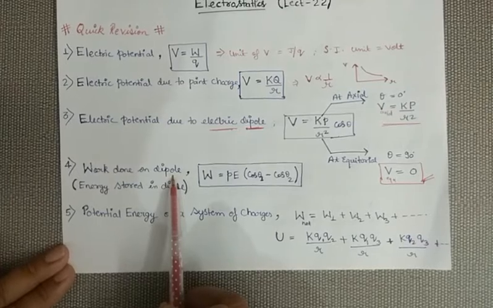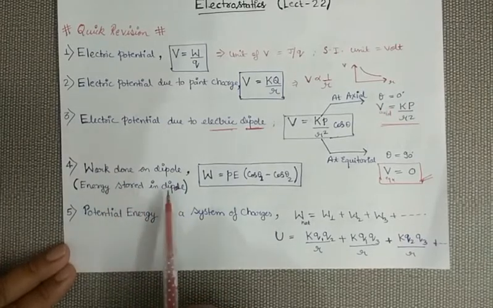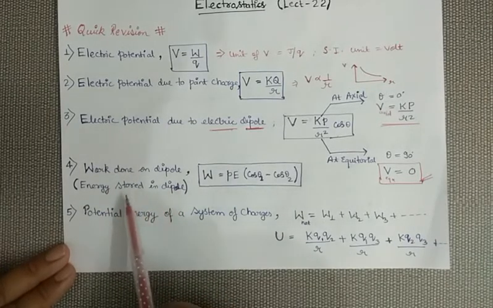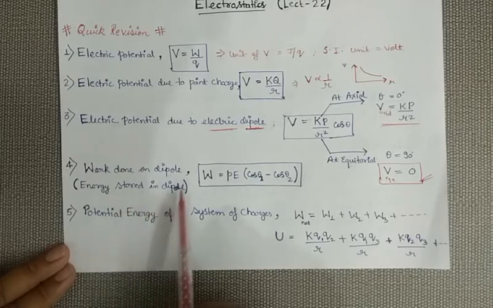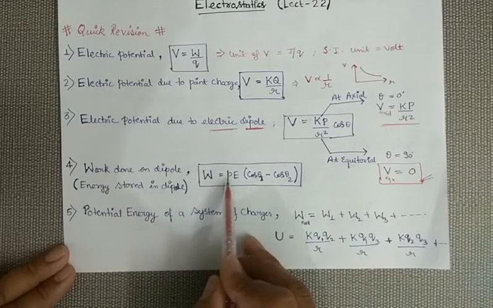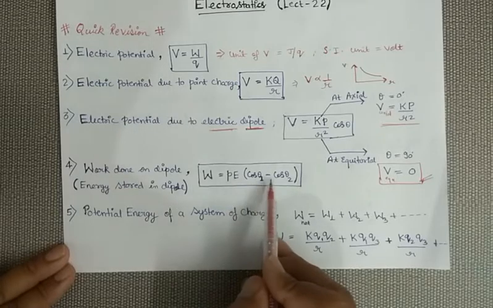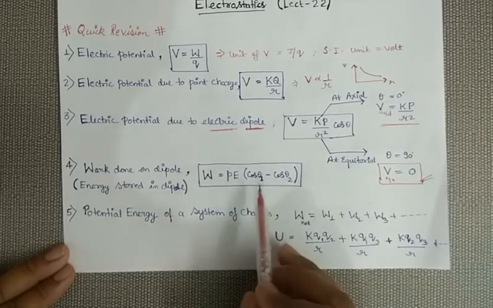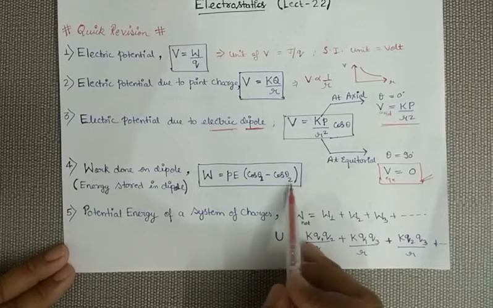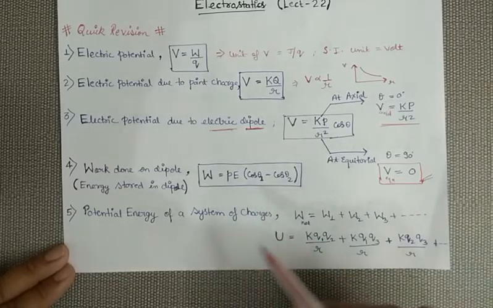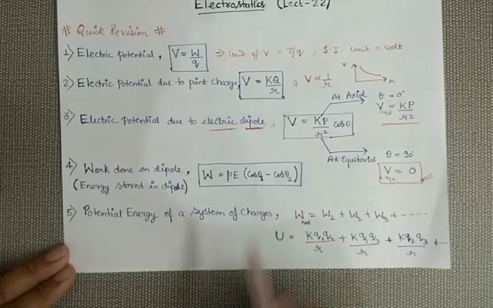You can also remember this as energy stored in a dipole. So whenever we rotate a dipole in the field, energy is stored, or we can say that we have to do some amount of work. So that work will be p E, where p stands for dipole moment and E stands for electric field, times cos theta 1 minus cos theta 2. So theta 1 and theta 2 are the angles by which you are rotating your dipole from the initial to the final condition.